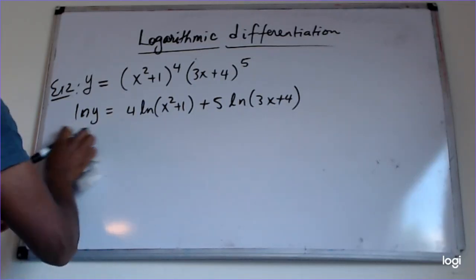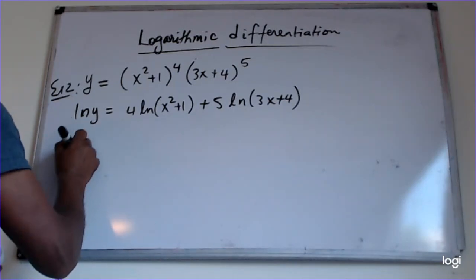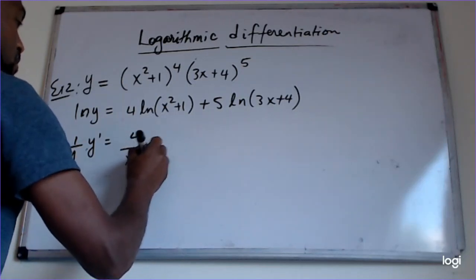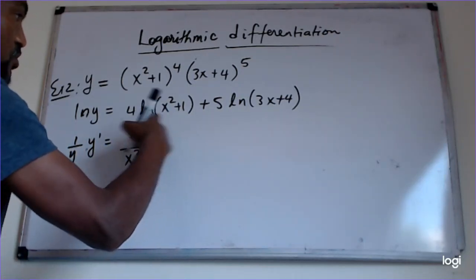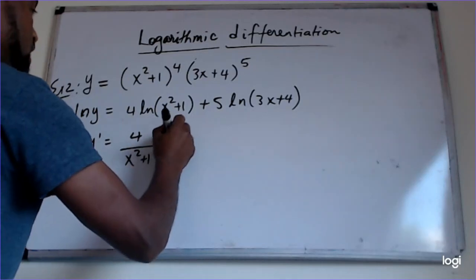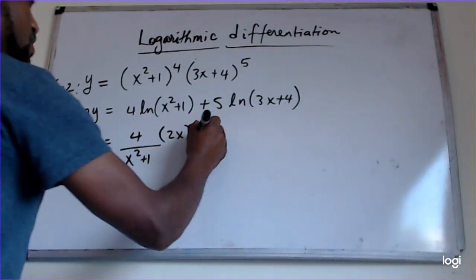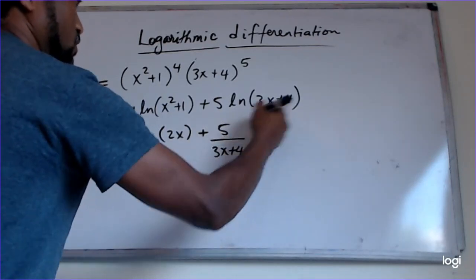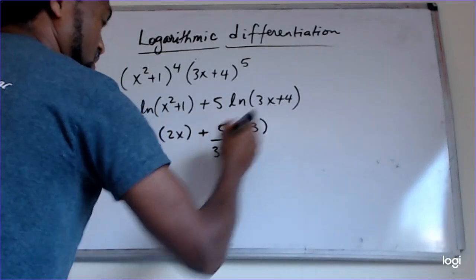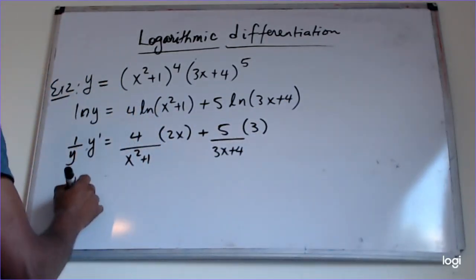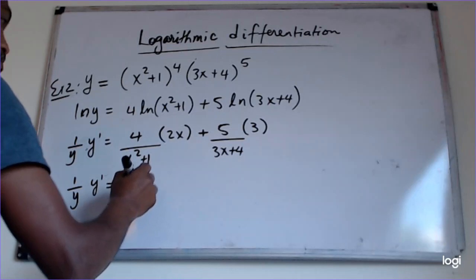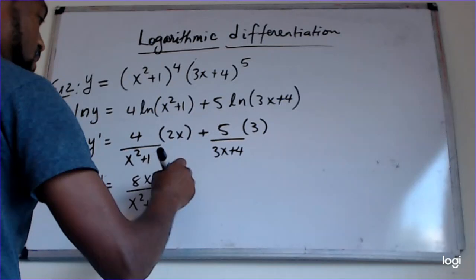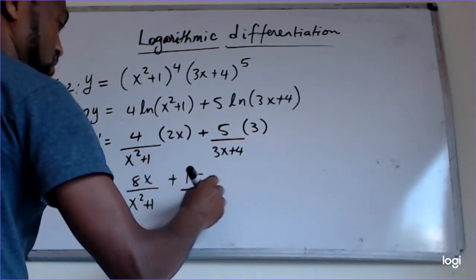Well, I really can differentiate both sides now. So that's going to be 1 over y times y prime equals 4 over x squared plus 1. The derivative of the baby, which is x squared plus 1, gives me 2x, like I said earlier. Then this one would be 5 over 3x plus 4, but the derivative of 3x plus 4, which is the baby, will give me 3. So therefore, I have 1 over y times y prime equals 8x over x squared plus 1 plus 15 over 3x plus 4.